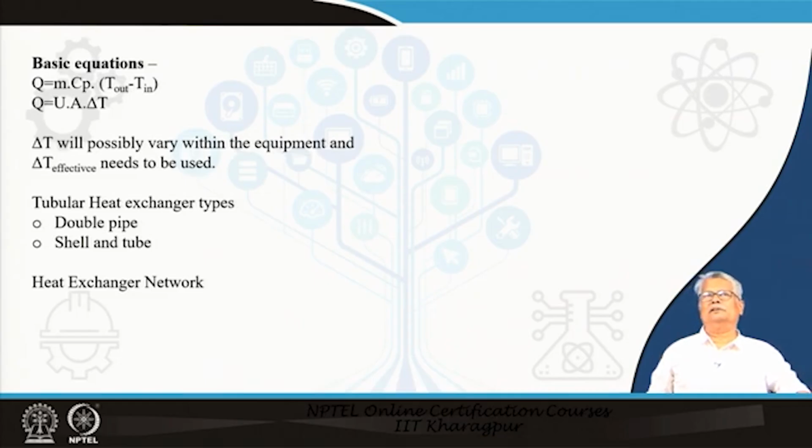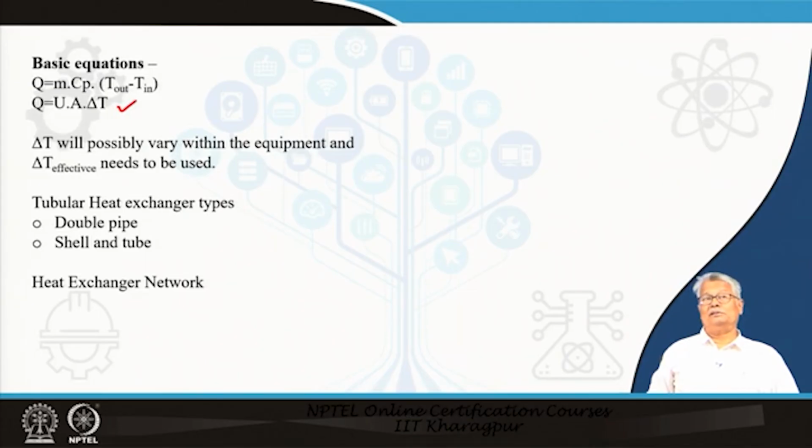Now, your basic equation is the energy balance. What is it? It is basically mass flow rate into Cp into delta T, in case of a continuous fluid flowing in and flowing out of your heat exchanger. And in case of the heat exchanger, the same Q is equal to U, which is the overall heat transfer coefficient, multiplied by the heat transfer area A, multiplied by the driving force delta T.